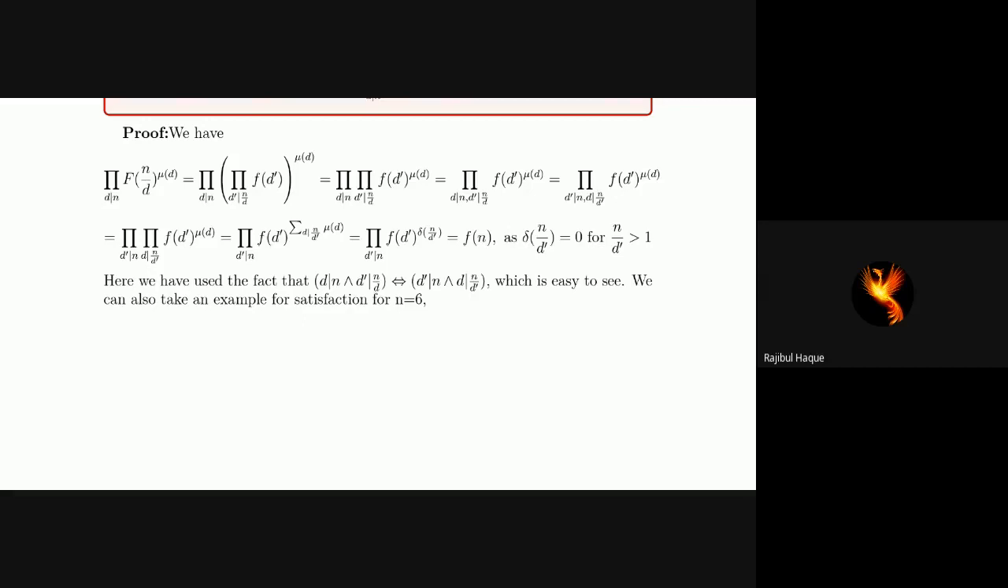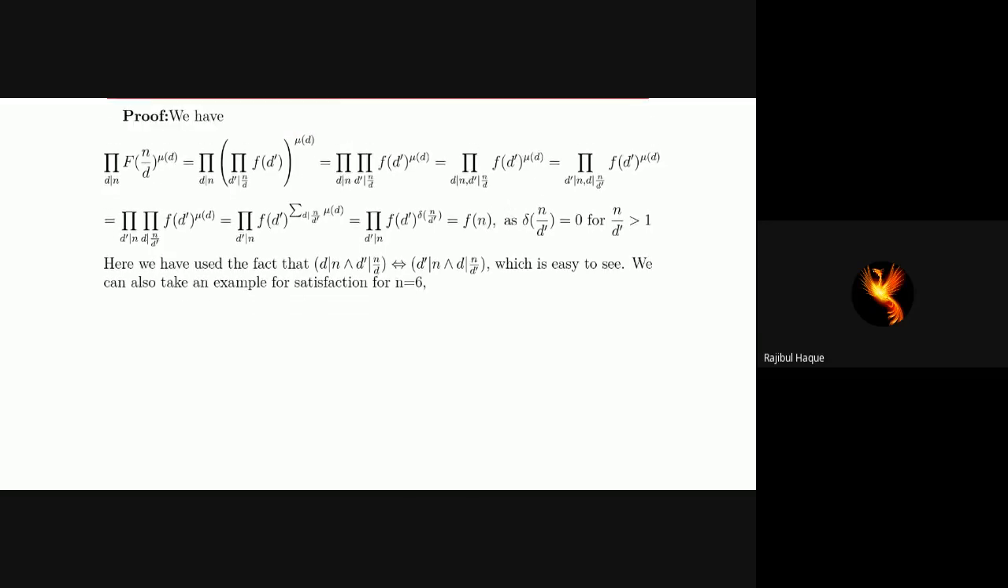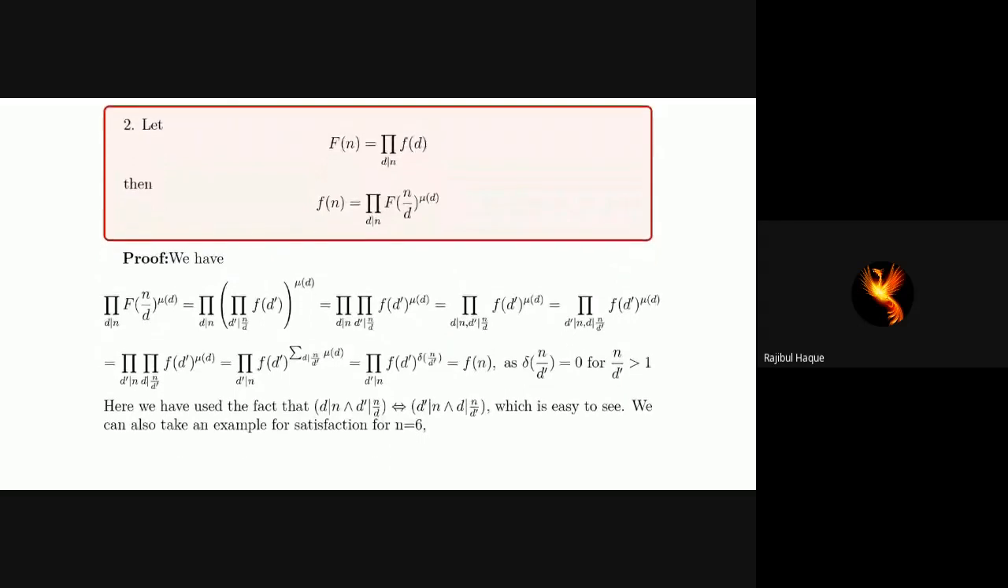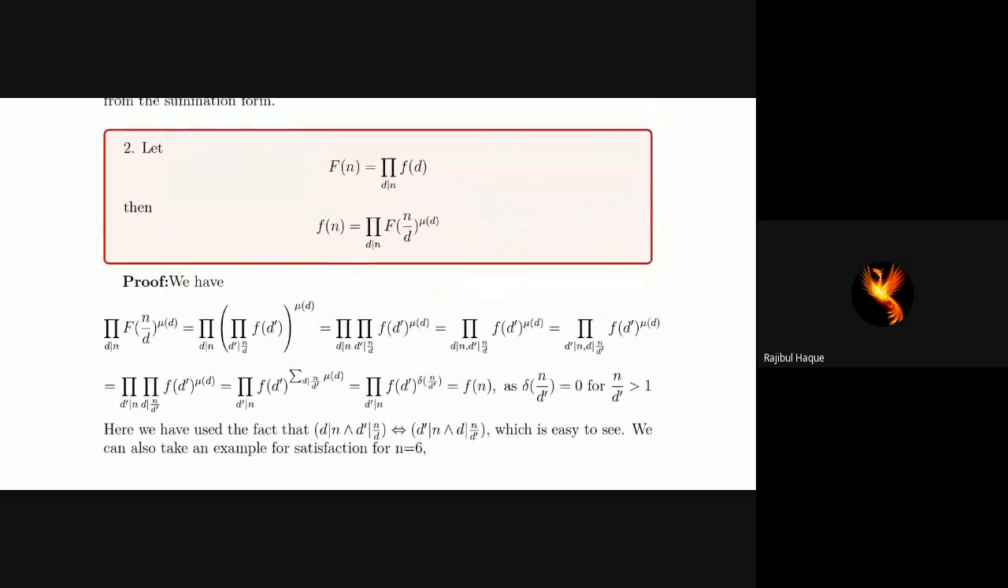That will imply that d dash power 0 gives us 1. So the only case which will not give us 1 is when d dash is equal to n. Then this will become fn power mu of n, fn power delta of 1, which is 1. So the product finally gives us fn, and that is what we needed to prove in the first place.